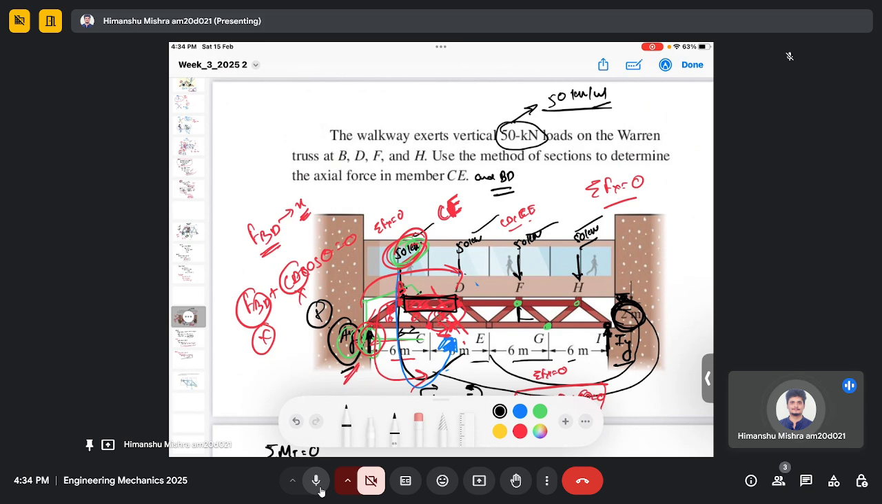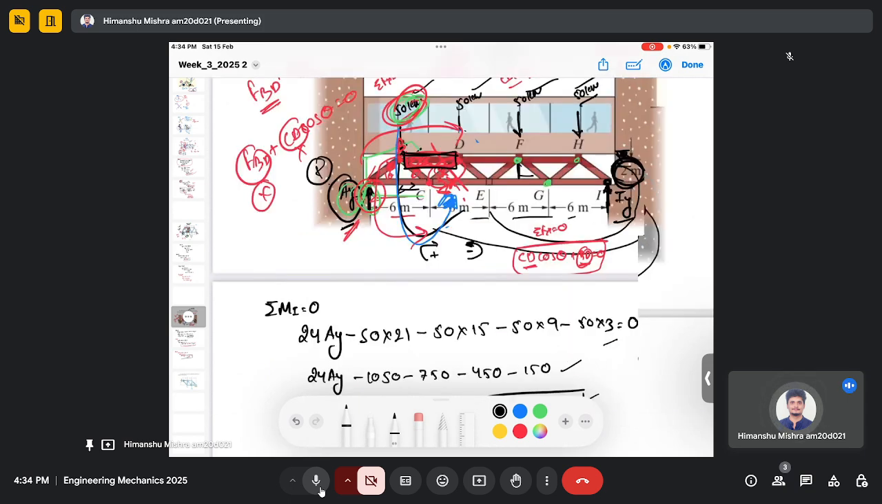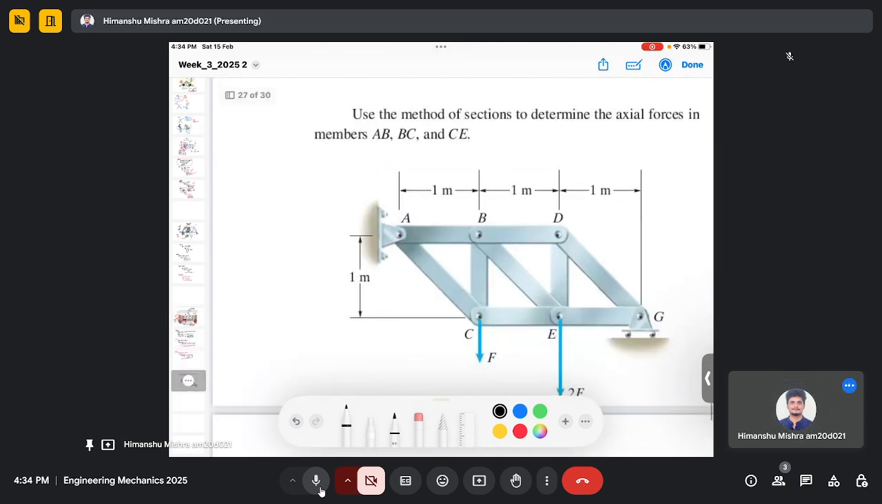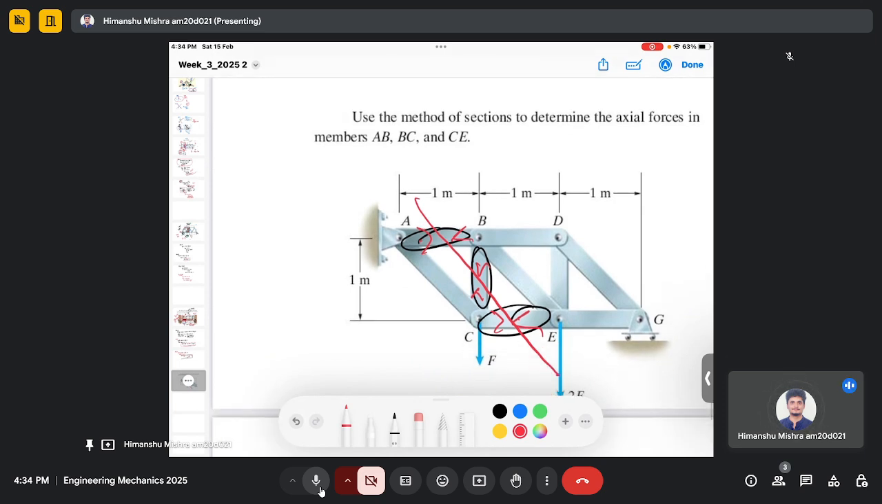So now that we can discuss about it, there is another question from the truss. You can use this question for practice. Here you need to calculate the force in members AB, BC, and CE. So you can make a cut like this and define the arbitrary direction of forces, and you can use the method of section to calculate the unknown forces in these members.